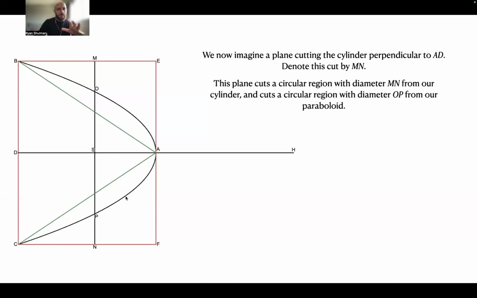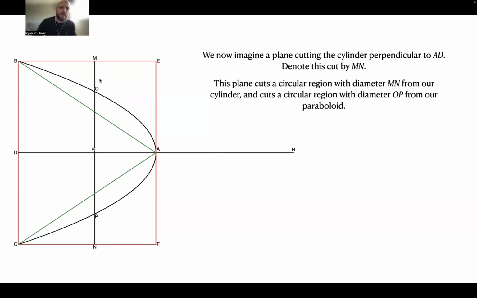So remember, even though this is a two-dimensional figure, we're looking at this as a side view. We want to, in our heads, picture this as a three-dimensional figure. And then we take a plane that cuts straight down through that three-dimensional figure. That plane runs perpendicularly to AD. And the plane again is MN.